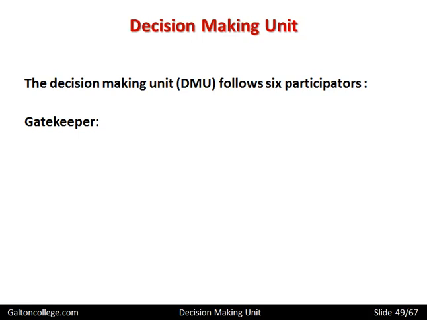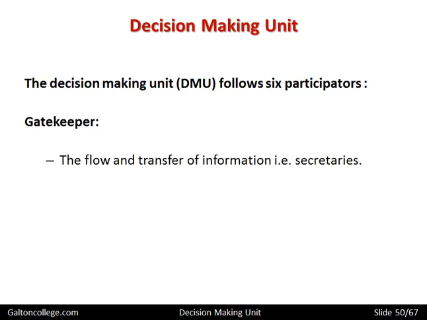And then finally the gatekeeper. The flow and transfer of information, for example, through secretaries and administrators. And these are very important people because they hold the accumulated information from the various discussions and the various inputs, and they feed this through. But they can also collect other information from other sources and feed it through. So they are facilitating the purchasing decision.